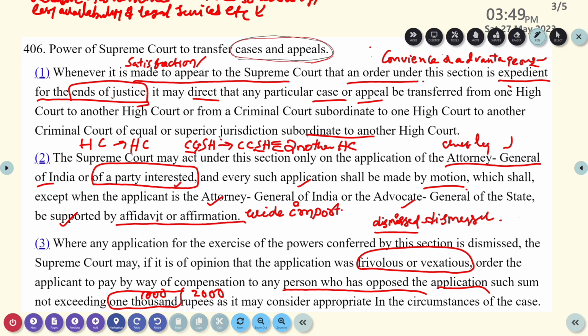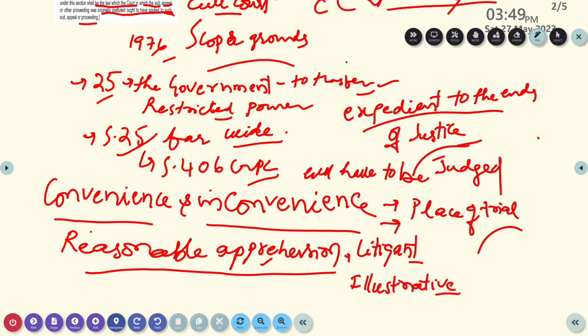So, this is Section 406 verbatim, the exact words of Section 406. Clause 1 deals with the grounds on which a 406 application shall be allowed. Who can move? That is clause 2. And the power to award compensation to the respondent is clause 3. Okay.